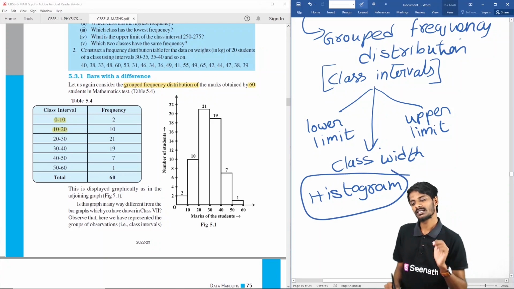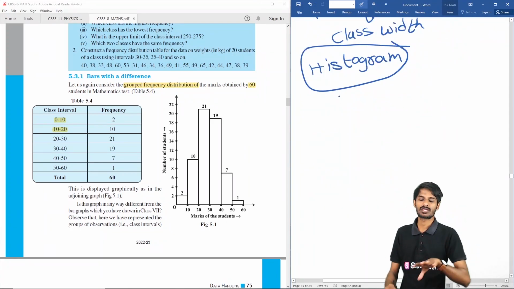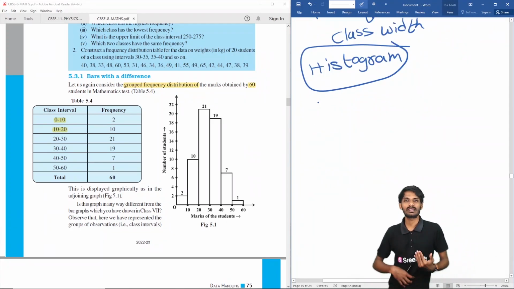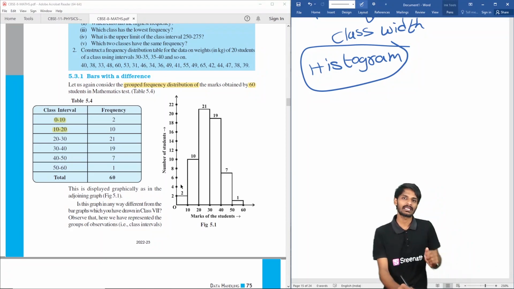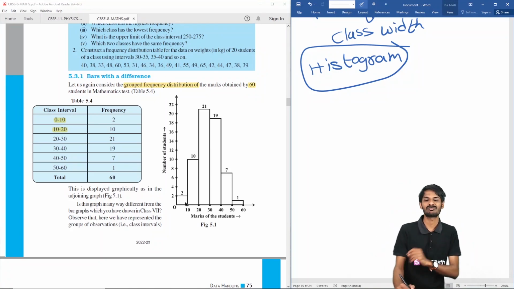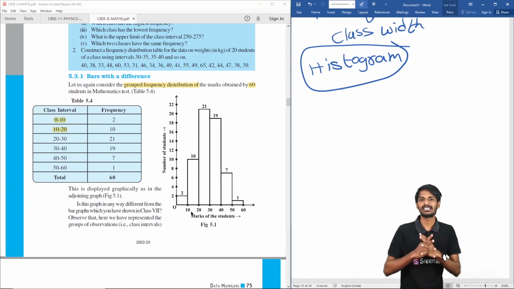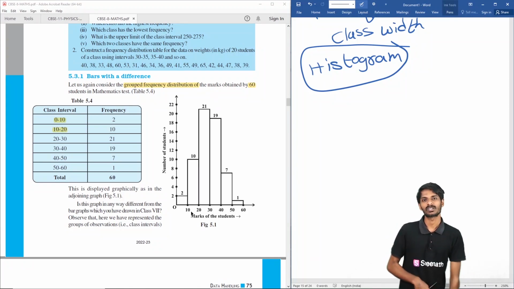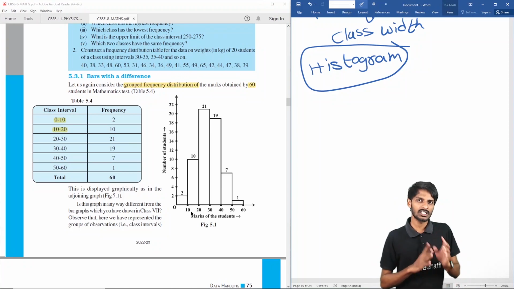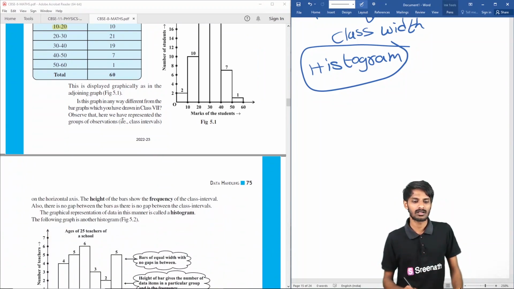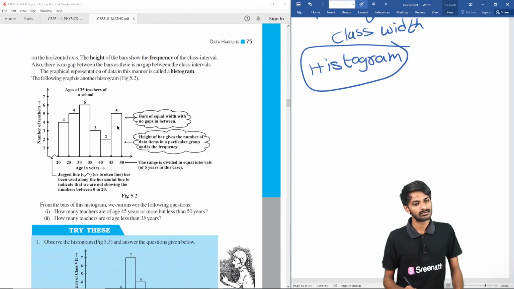Sir, what is the difference between the bar graph and the histogram? In the bar graph, there is some spacing between each bar. But here, if you observe, there is no spacing between the bars. The bars are closely spaced, these are continuous bars. This is the difference between the histogram and the bar graph. So this is the histogram.